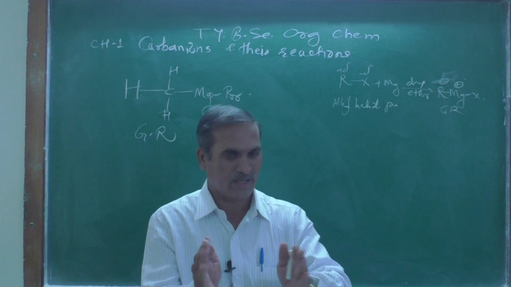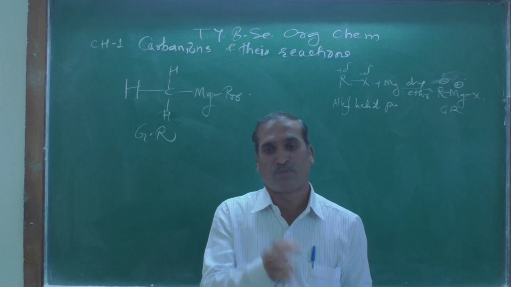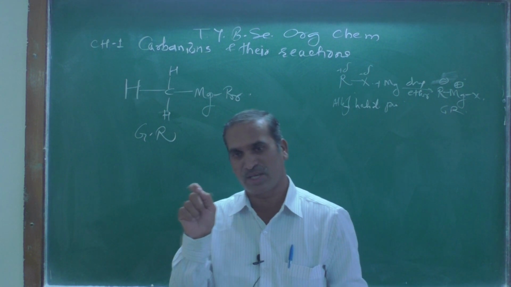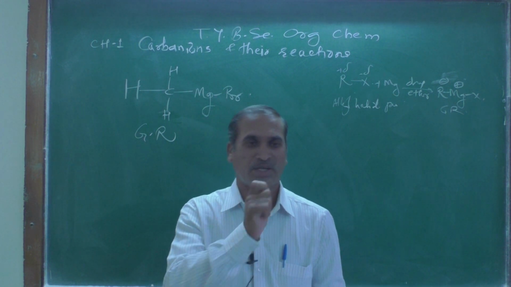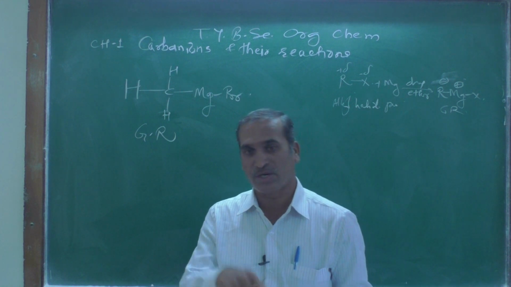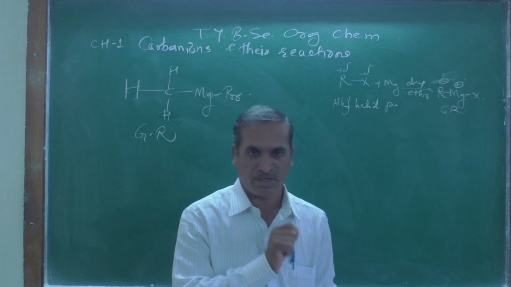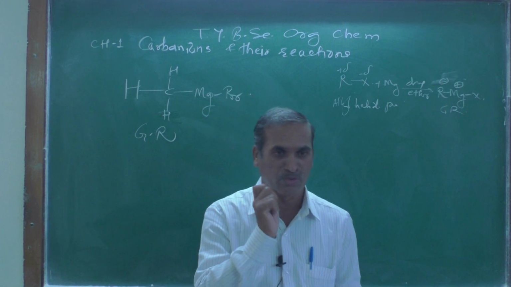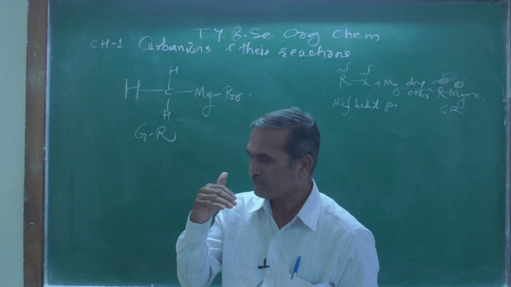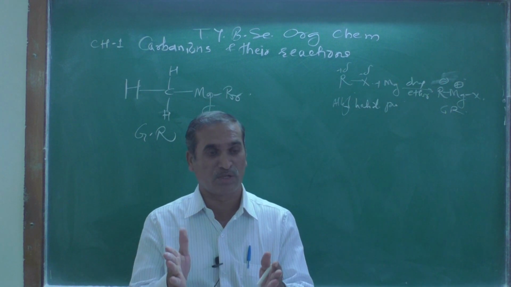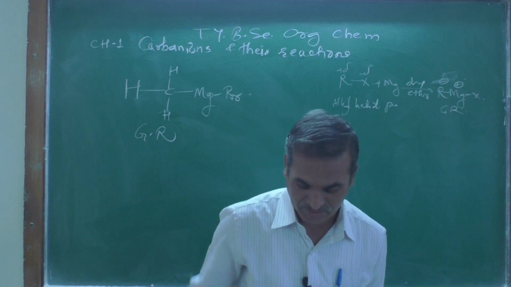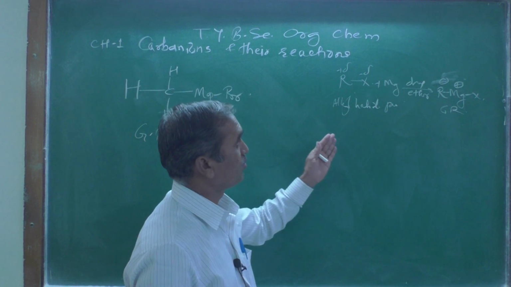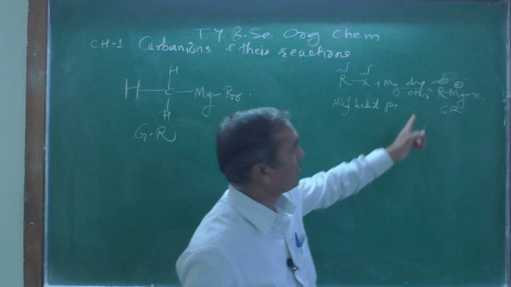What are the carbonyl groups? Suppose an aldehyde containing a carbonyl group, a ketone containing a carbonyl group, an acid containing a carbonyl group, an ester containing a carbonyl group, an amide containing a carbonyl group, then a lactone containing a carbonyl group. So that type of compound contains a carbonyl group.